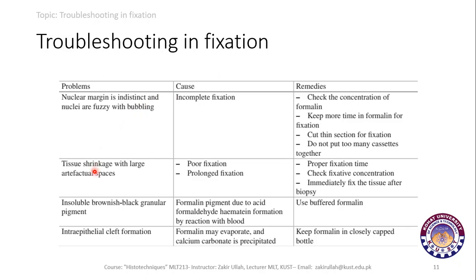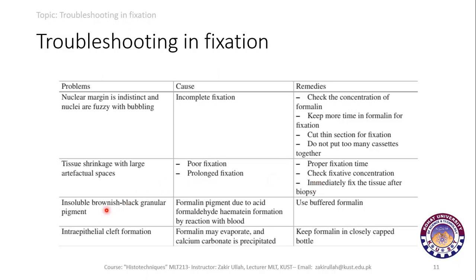The second issue is the tissue shrinkage with large artifactual spaces. This problem is caused by poor fixation or prolonged fixation, and it is resolved by giving proper time of fixation and avoiding prolonged fixation. Second, check the concentration of the fixative, that it should not be very concentrated. And third, immediately fix the tissue after collection and reception at the histopathology lab.